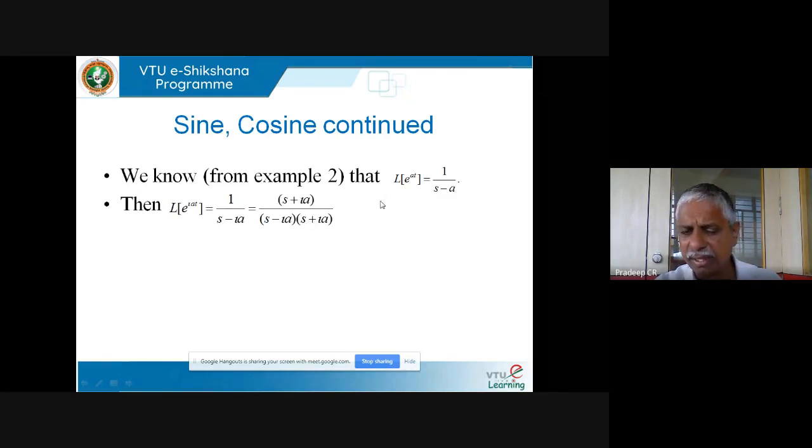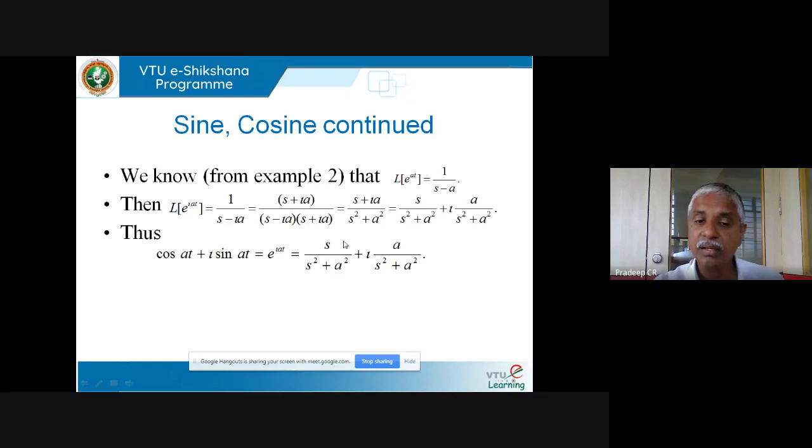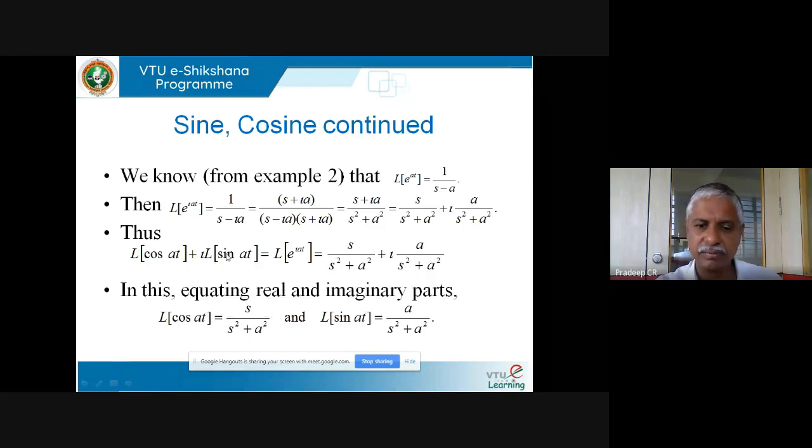I'll rationalize the denominator in the usual way, which is I multiply and divide by s plus ia. Then I'll get the expression s plus ia divided by s square plus a square, which I'll break up into real and complex parts: s by s square plus a square plus i times a by s square plus a square. So this means L of cos at plus i L of sin at is L of e power iat, which is equal to s by s square plus a square plus i a by s square plus a square. There is a typo in the earlier slide; in this slide it's written correctly, so please make that correction in the previous one.